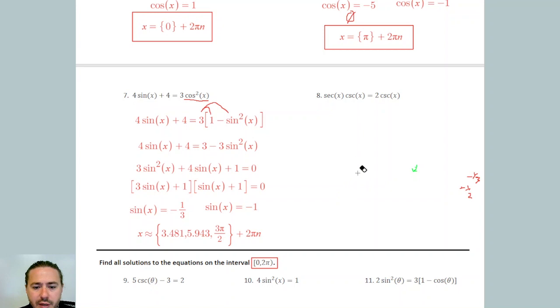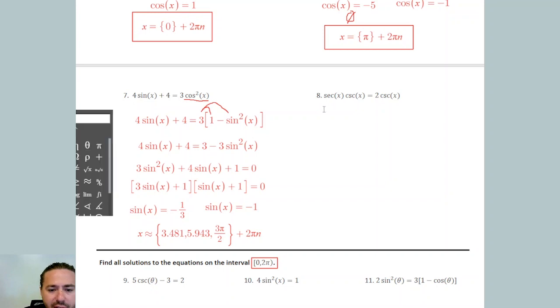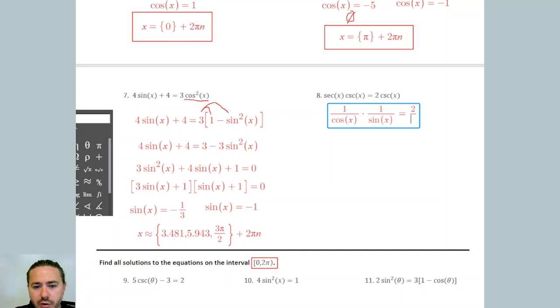Okay, the next one looks like I'm going to be using some reciprocal properties here. So that's a little new. Oh wait, maybe not. Let's see, what do we got here? You know what, I am going to go ahead and use the reciprocal properties. This is going to be 1 over cosine x times 1 over sine x equals 2 over cosecant x, so 2 over sine x.